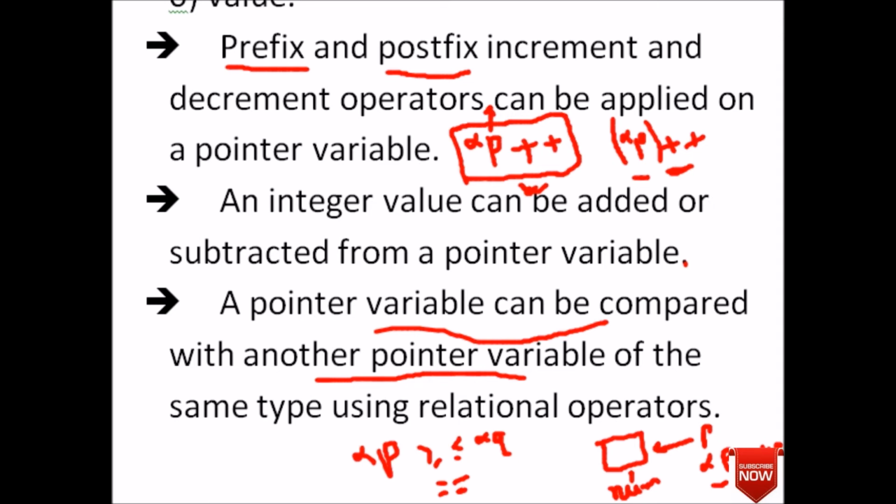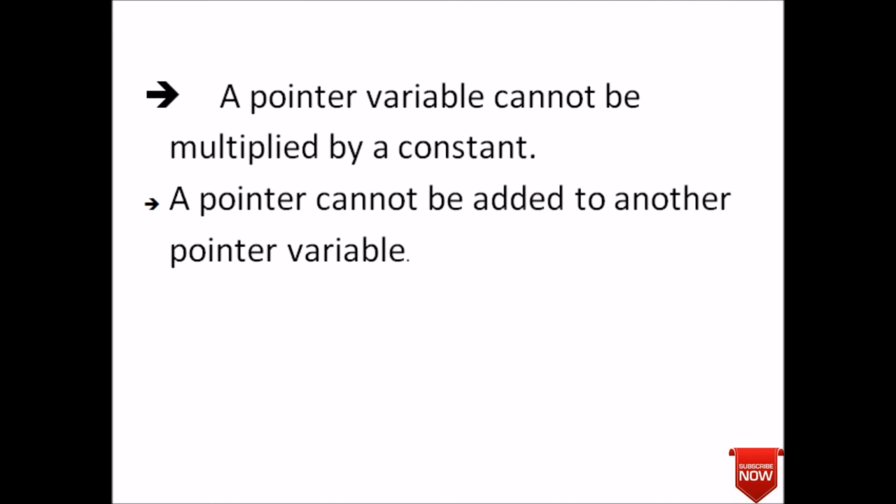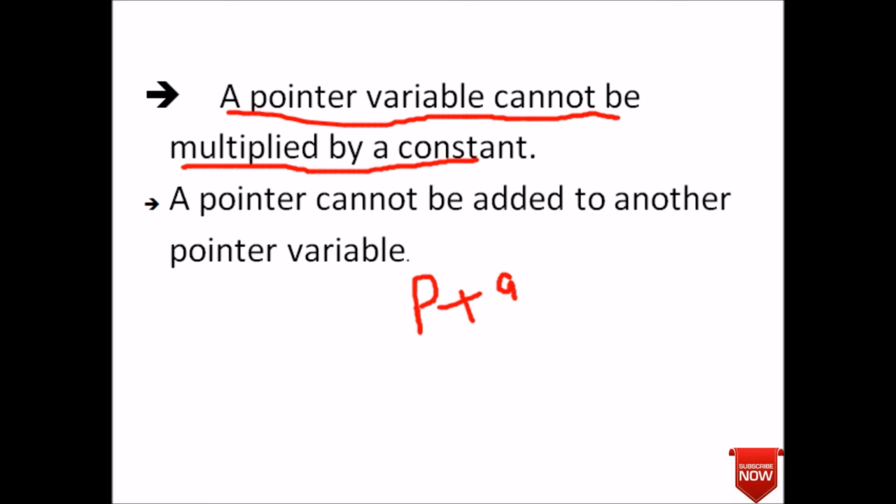And the next thing is what we cannot do on a pointer. A pointer variable cannot be multiplied by a constant, and a pointer cannot be added to another pointer. Suppose we have pointers P and Q, then this operation is wrong, because a pointer stores an address and addresses cannot be added. So these are all the expressions and arithmetic operations that we can perform on pointers.